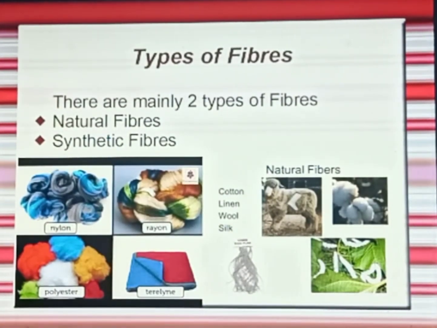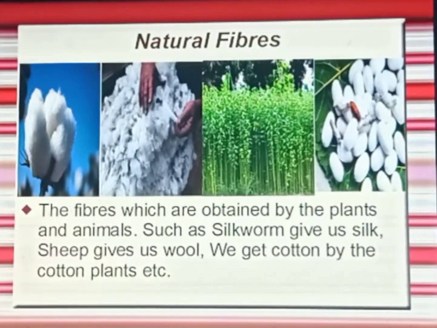There are mainly two types of fibers. First of all, natural fibers, and the other one is synthetic fibers. You can see the examples. Synthetic fibers: nylon, rayon, polyester, terylene. And natural fibers are cotton, linen, wool and silk. So you know that natural fibers we have to get from nature. Let us move ahead. In the next slide we are going to study about natural fibers.